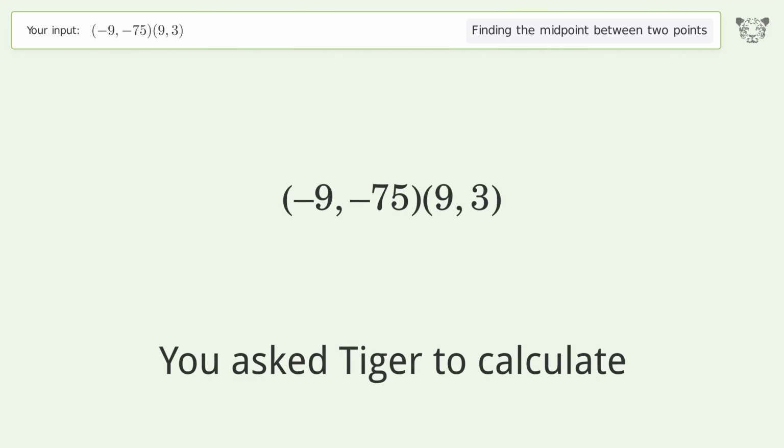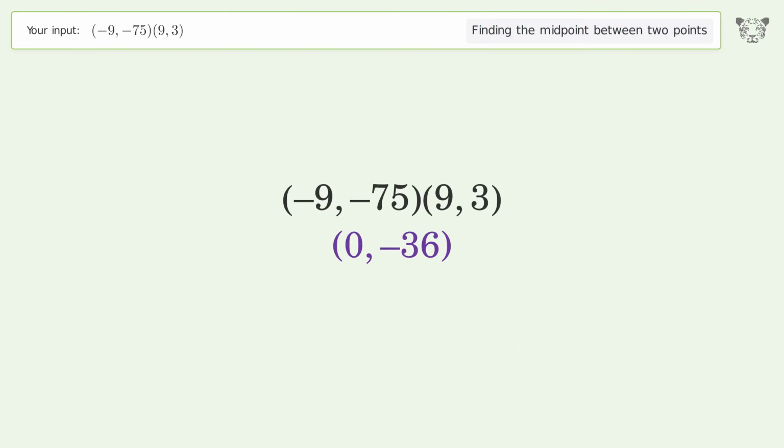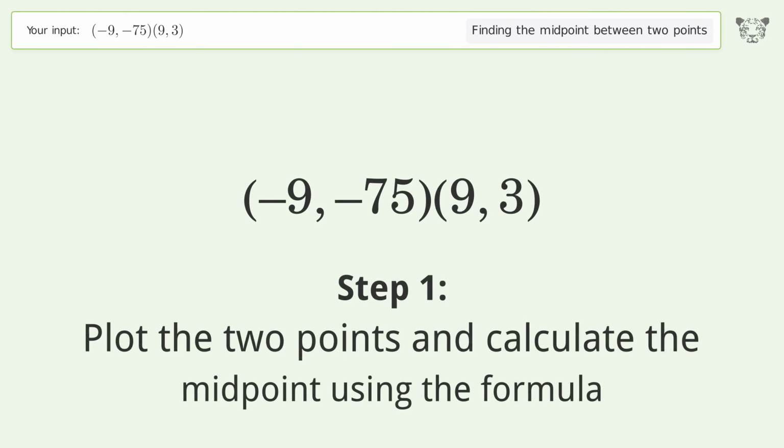You ask Tiger to calculate. This deals with finding the midpoint between 2 points. The midpoint between the 2 points is 0, -36. Let's solve it step by step. Plot the 2 points and calculate the midpoint using the formula.